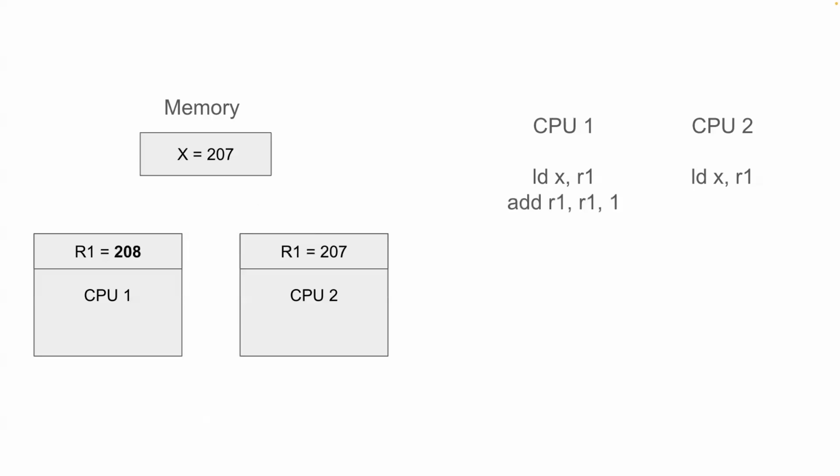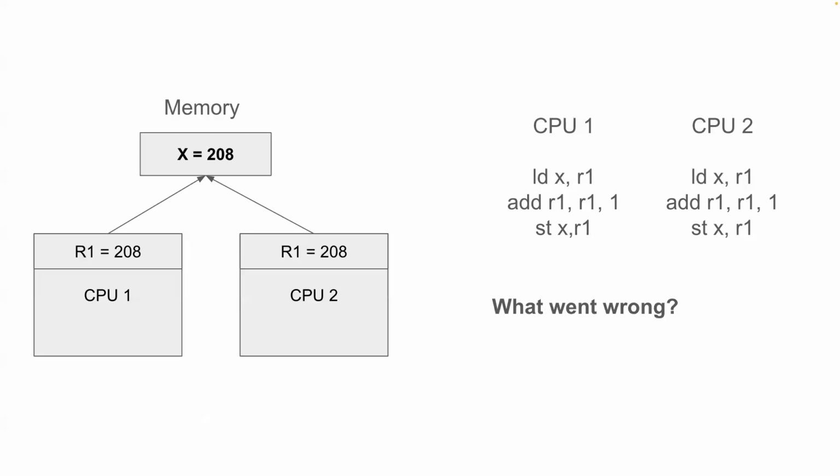Now say it gets interrupted again, and the first CPU does its add instruction locally. So now 207 became 208 in the first CPU's register. It gets interrupted again. Now CPU 2 also thinks 207 was incremented once, so it's 208. And then when you write it back, irrespective of what order they get written back in, X has been incremented twice, but it does not show in the result. Does it make sense? So what's happening here?